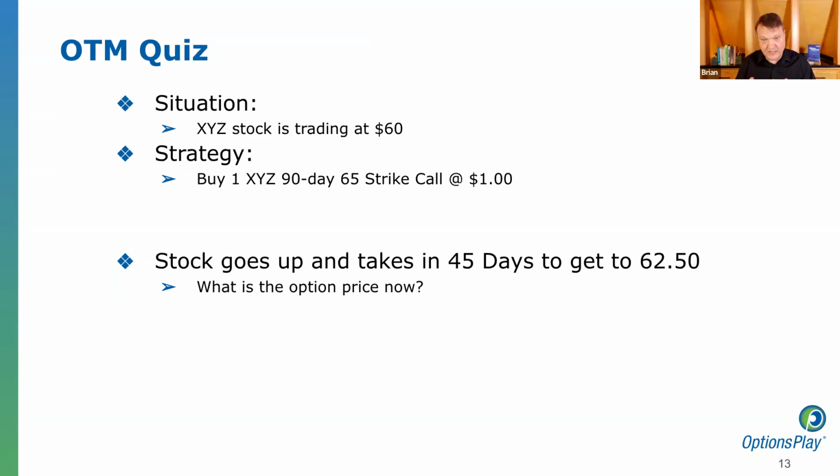All right, so the answer is, and a lot of people got it right, that it should be trading for $1. Now, a key here was that I said nothing else changed. Implied volatility stayed the same. We didn't have any weird things happen to our option contracts. Interest rates didn't change. Everything stayed constant, except the stock went up, and it went half the distance to the strike, and it took half the time to do it.